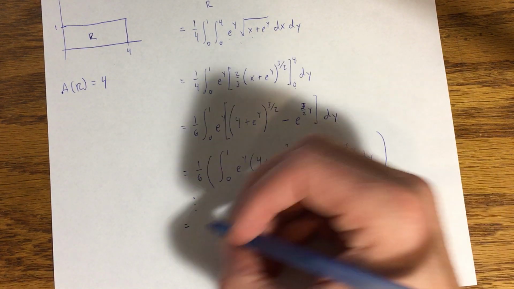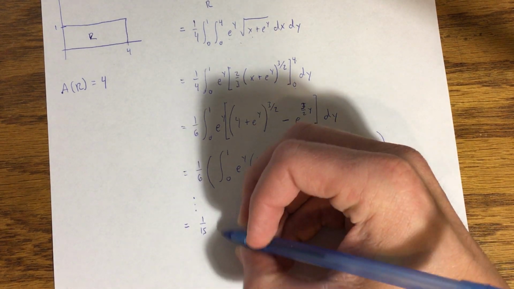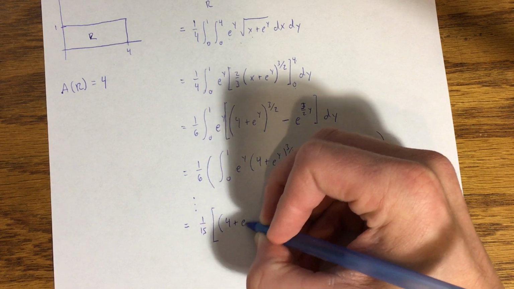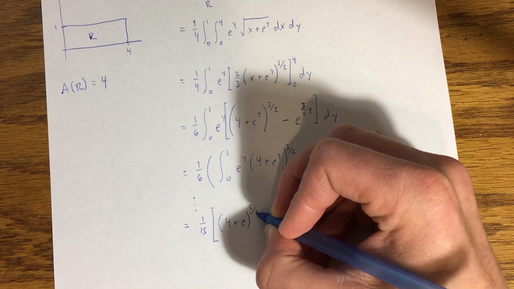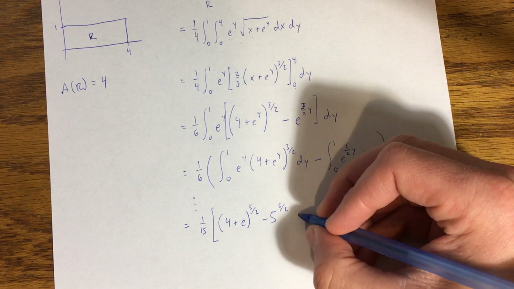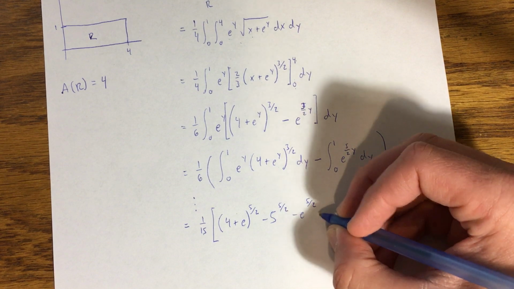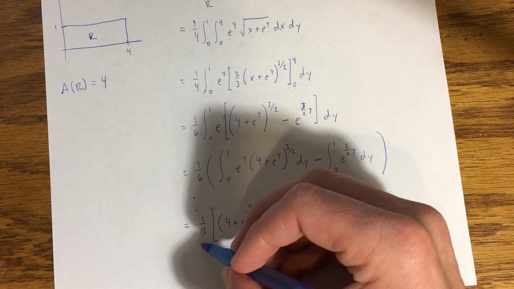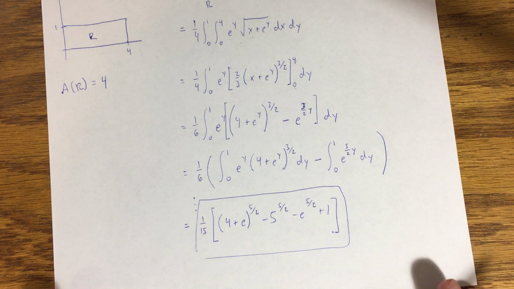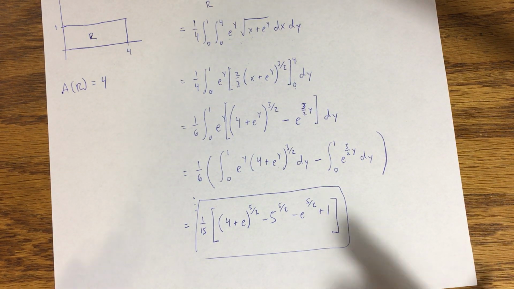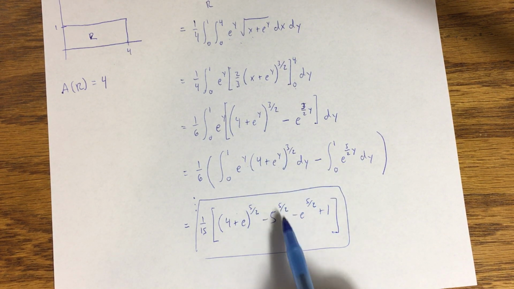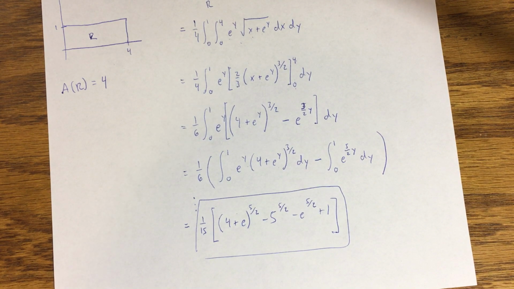This should all end up looking like 1/15 times 4 plus e to the 5/2 power minus 5 to the 5/2 power minus e to the 5/2 power plus 1. Yeah, not a pretty looking result. We could have obviously plugged that into a calculator and gotten a decimal approximation, but this should be correct after working through the steps between here and getting to an answer. And that's it for 15.1.